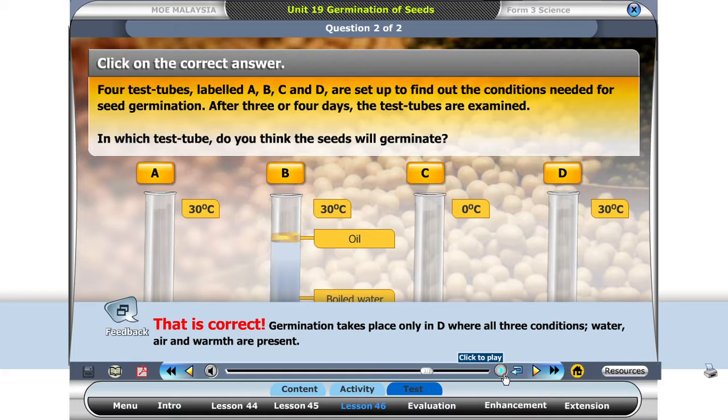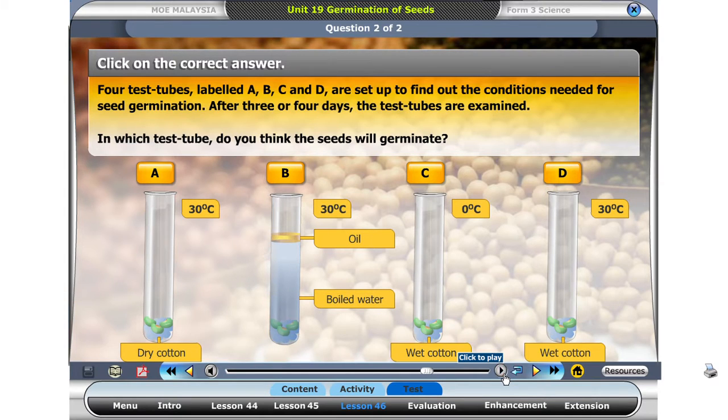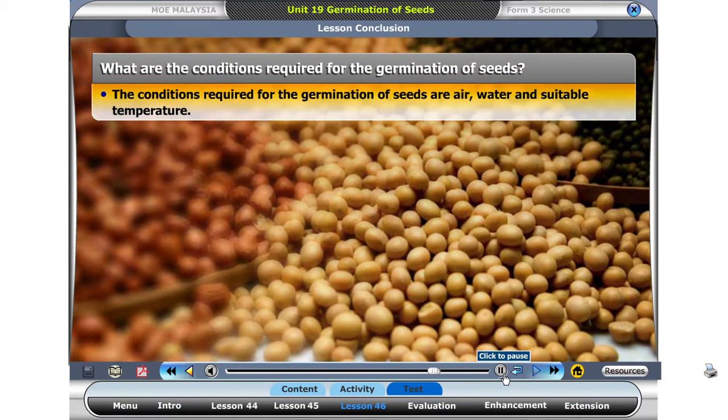That is correct. Germination takes place only in D, where all 3 conditions, that is, water, air, and warmth, are present. The conditions required for the germination of seeds are air, water, and suitable temperature.